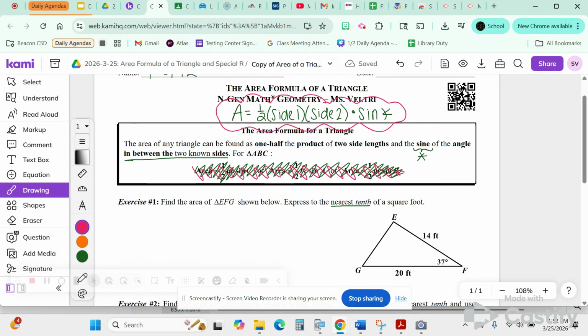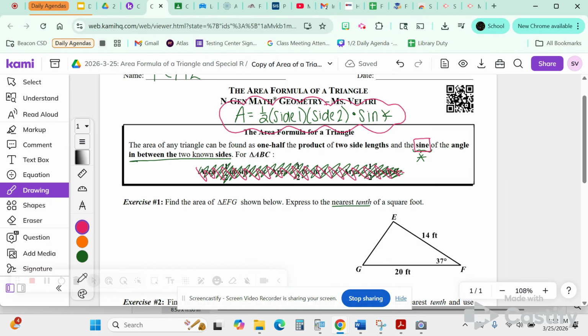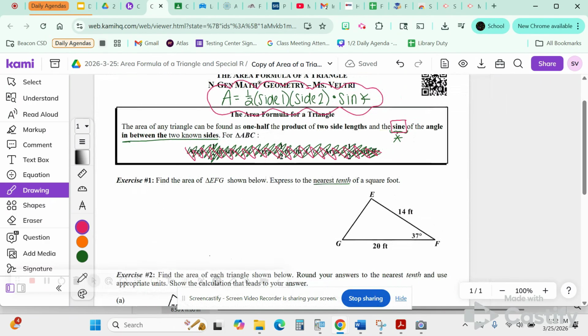So you are always going to use sine. You'll never use cosine, never tangent. It is always sine of the angle in your area formula. So we're going to take a look at how this works. Again, you take 1/2 times the two side lengths you're given, and that angle that's in between, you're going to take the sine of it and also multiply that together. So let's take a look.